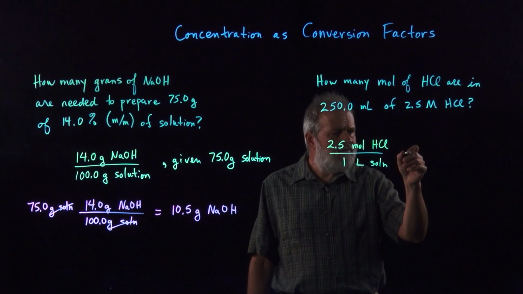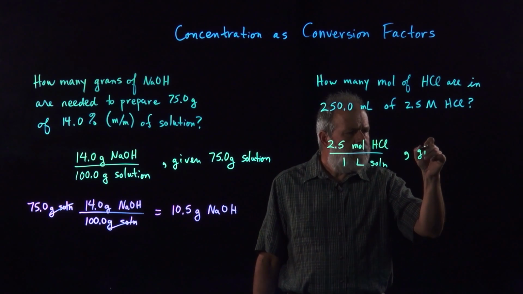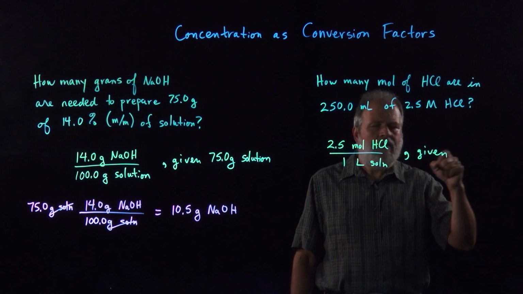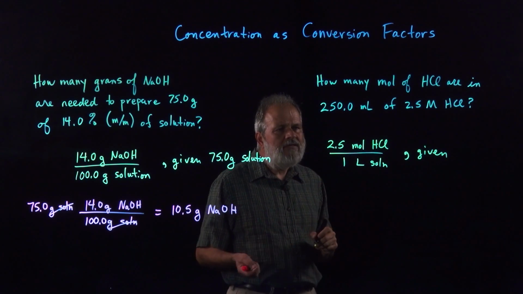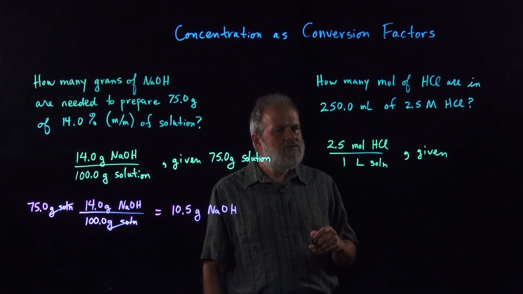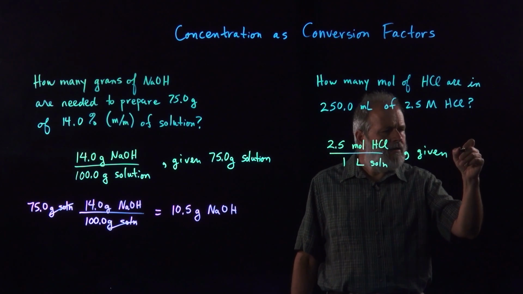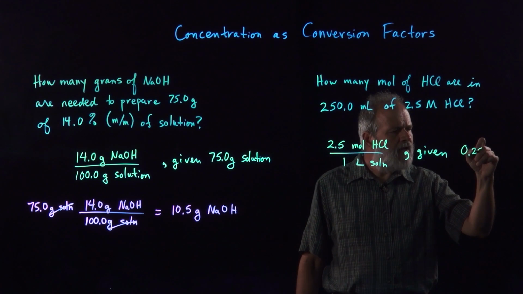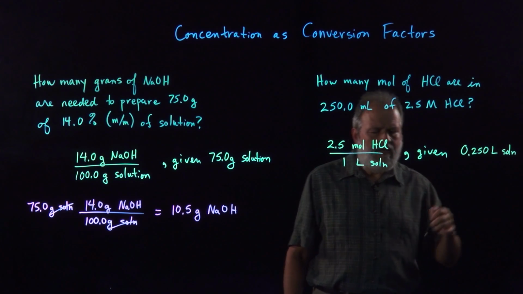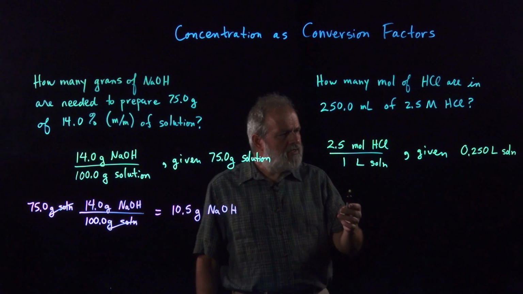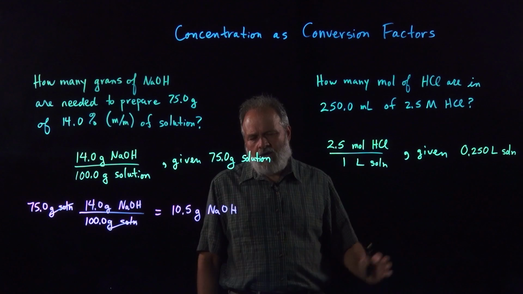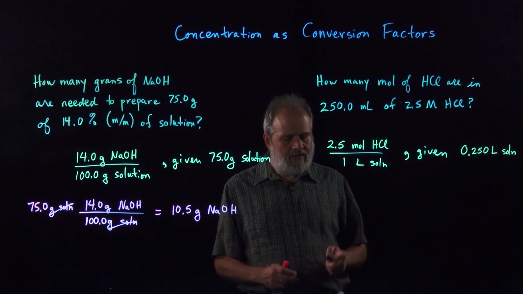And let's write down what we're given. We're given the volume of solution. Now, that's 250 milliliters. We need liters, and so let's go ahead and convert milliliters to liters, and you should be able to do that. And that is 0.250 liters of solution. And again, it looks like by coincidence we have liters of solution and liters of solution here. So all we have to do is multiply these two, and the units will cancel.